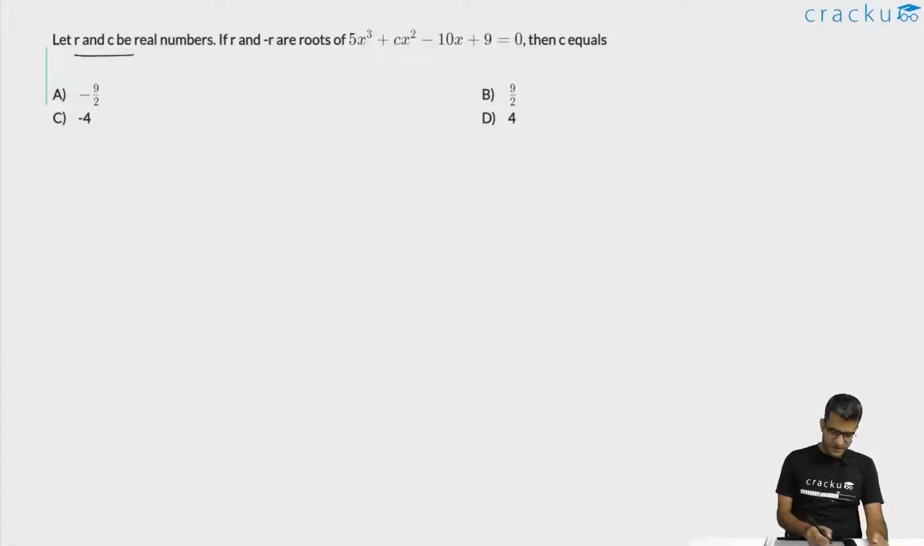In this question, we are told that r and c are real numbers, and we are also told that r and minus r are roots of 5x cube plus 6cx square minus 10x plus 9. We are required to calculate the value of c.